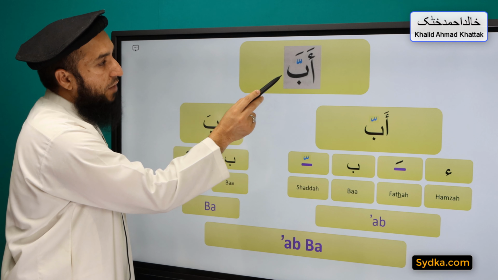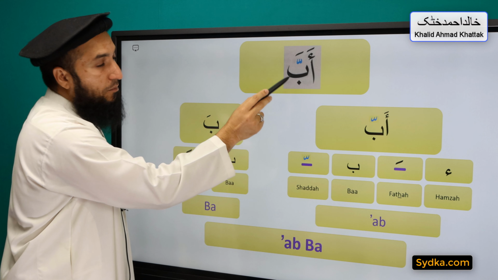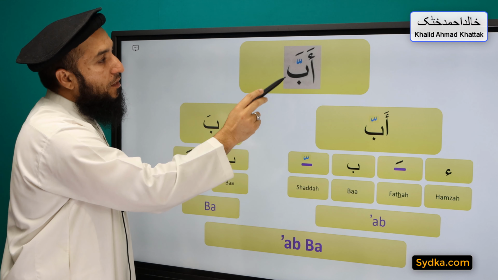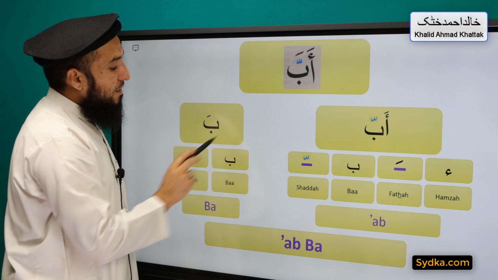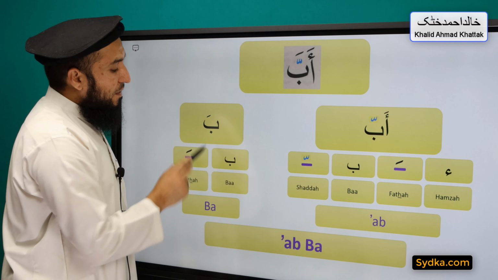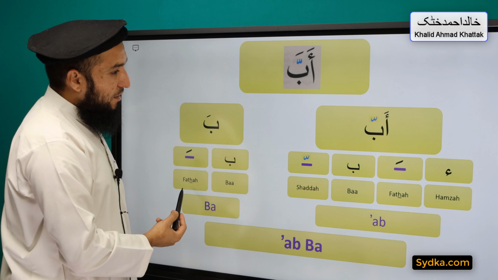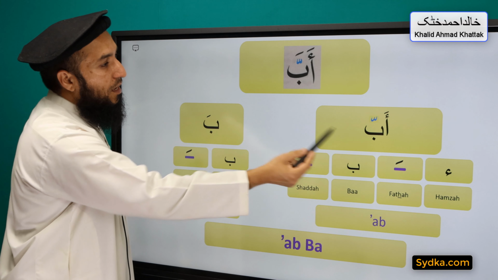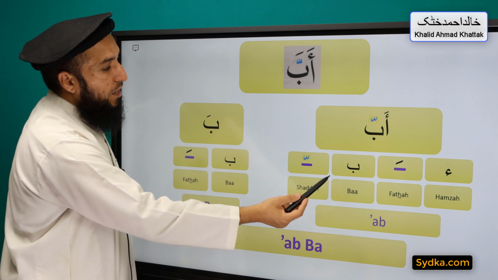The second syllable we have is ba fatha ba. Ba is a light letter, it has fatha on top of it, and it is prolonged for one count. Ba fatha ba. Combining both syllables together, we have abba, abba, abba.